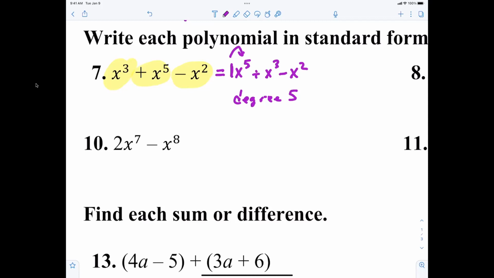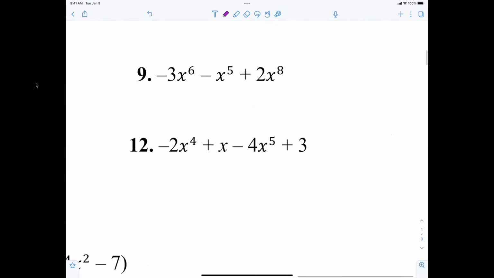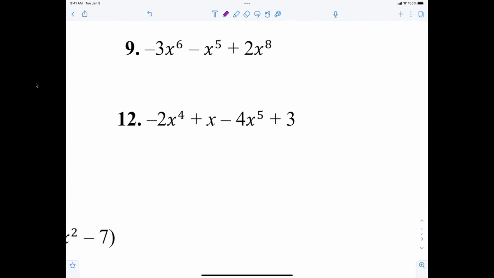Exponents, exponents. Listen, today let's find number 9. All right, what is this called? Trinomial. What's the degree? 8.